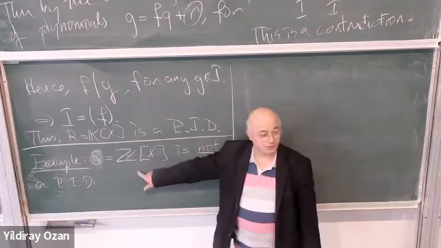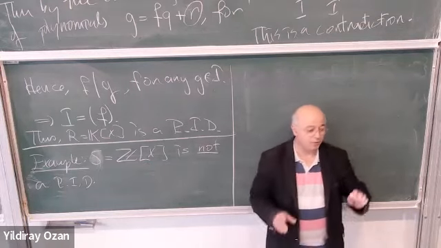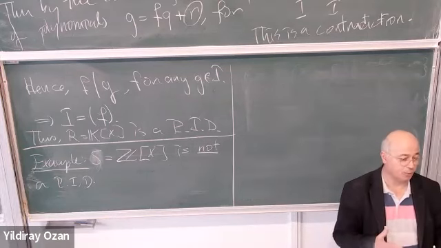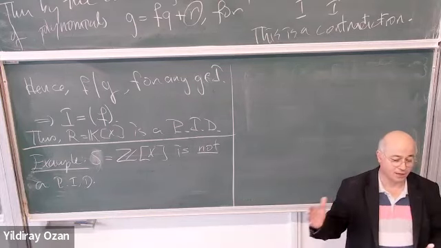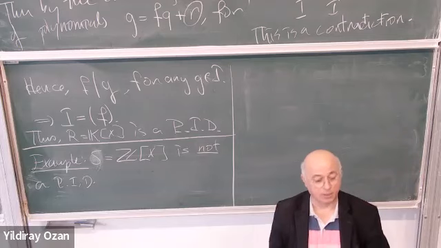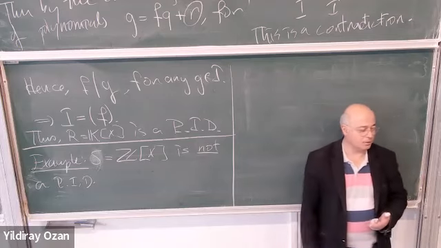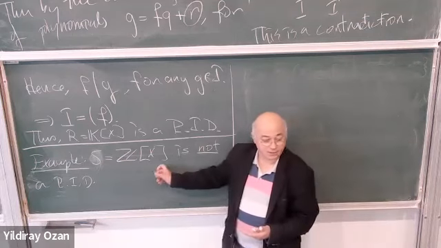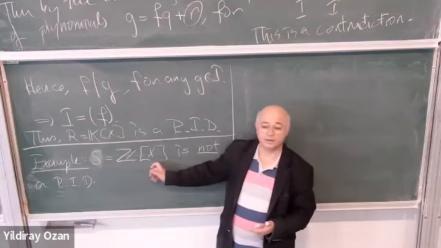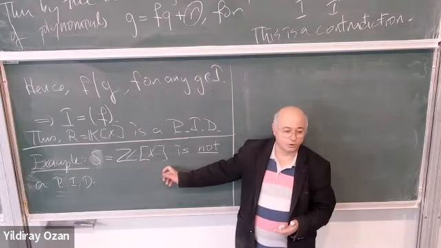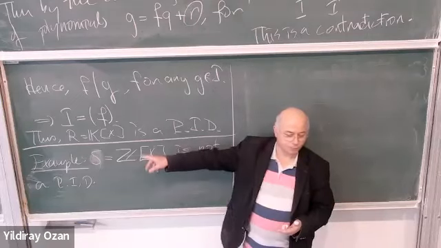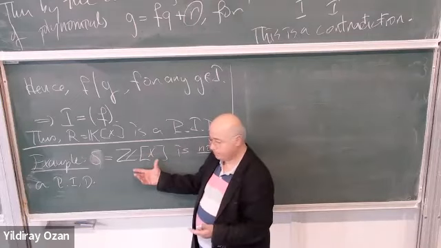Because in Z[x], we don't have a division algorithm. You can divide an integer polynomial by an integer polynomial, but the quotient and the remainder may not be integer. They will probably be rational polynomials, I mean, polynomials with rational coefficients. Therefore, this is not a Euclidean domain. We don't have a division algorithm here. Therefore, that proof doesn't work. And actually, this is not a PID.